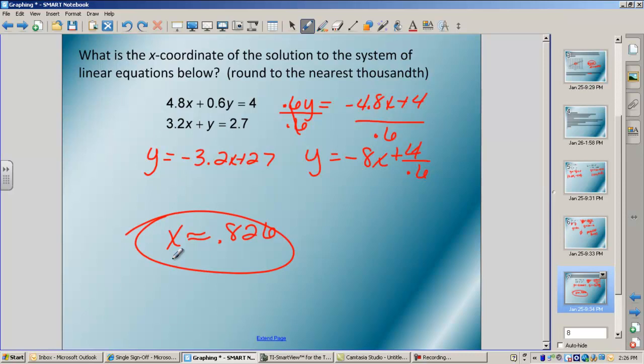That's solving by graphing. You're just trying to find the point where they intersect. You can use your calculator, or if someone's nice enough to give you a graph, you can just look at the graph and pull it from there.